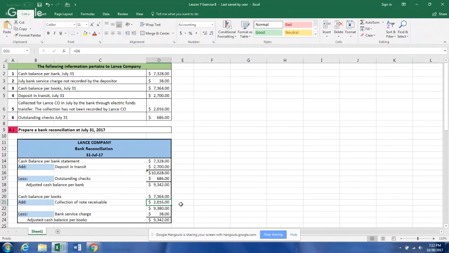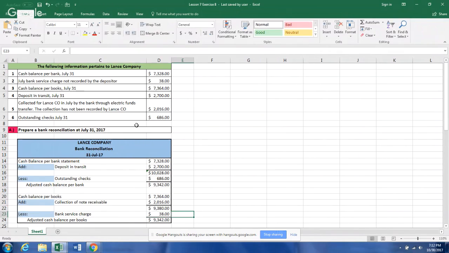$2,016. And I believe the example that it gives in WileyPLUS actually shows that there's a bank fee associated with it, as well as interest that's paid from the customer. But this problem in the book did not list that. So we take our balance per books plus our collection and we come up with $9,380. Then we have to subtract out our bank service fee.